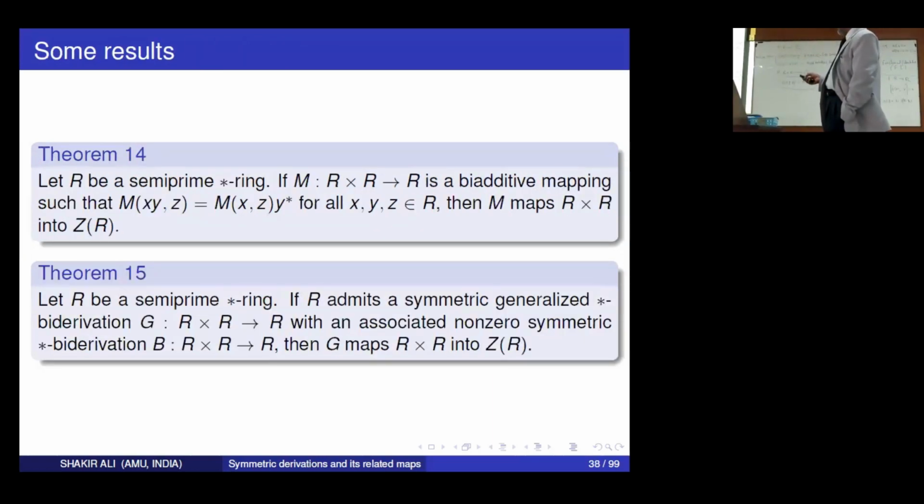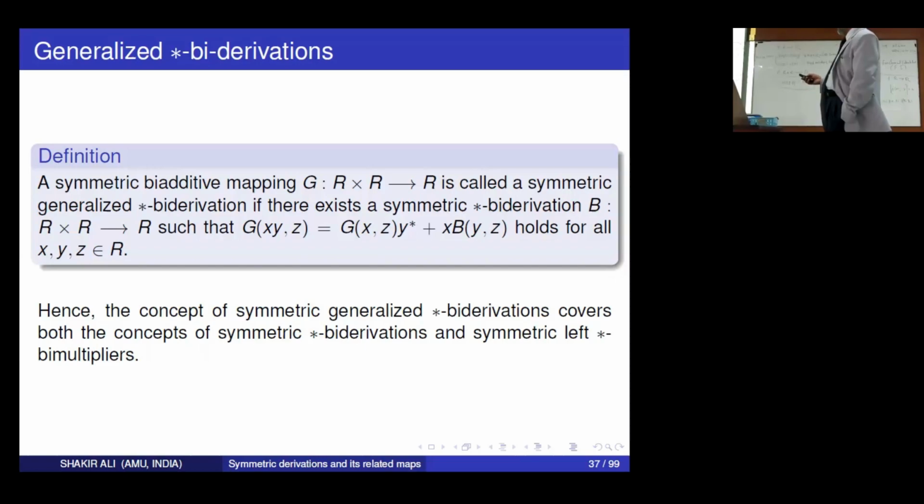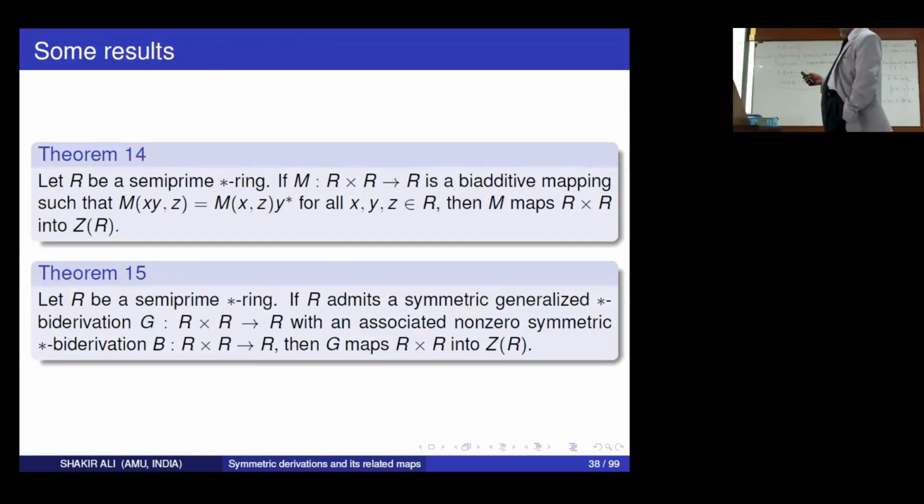And the first result in this direction is: in case R is a prime star ring, and if B from R × R to R satisfies this condition, that means B is a bi-multiplier, then B maps R × R into Z(R). That means the range of B goes into the center of the ring.